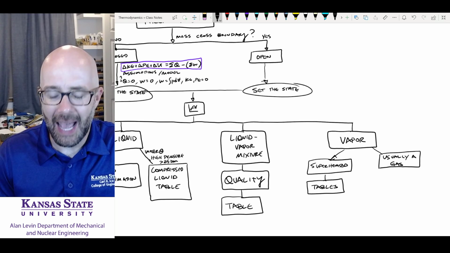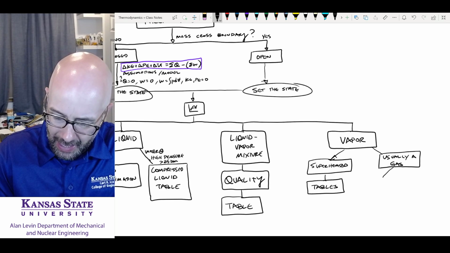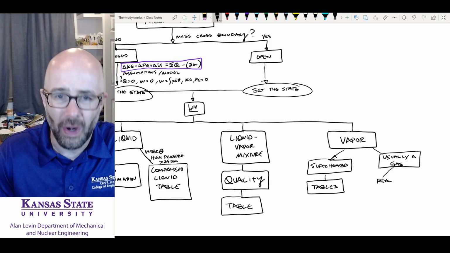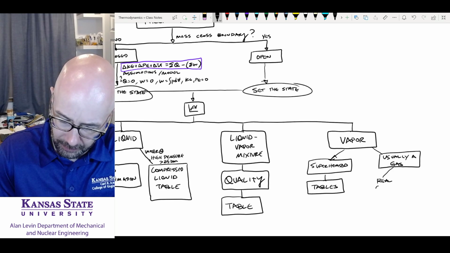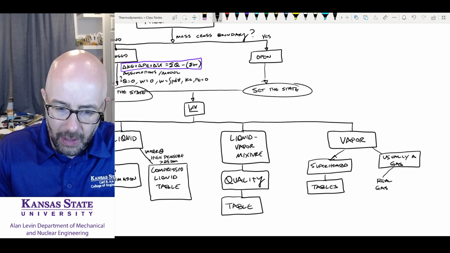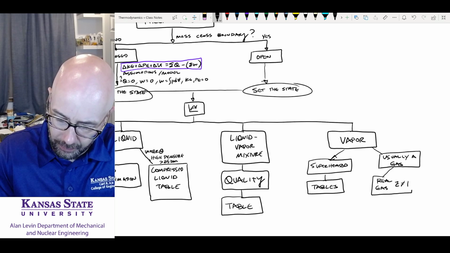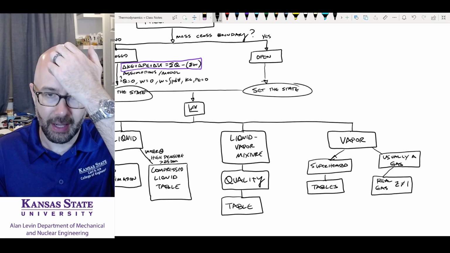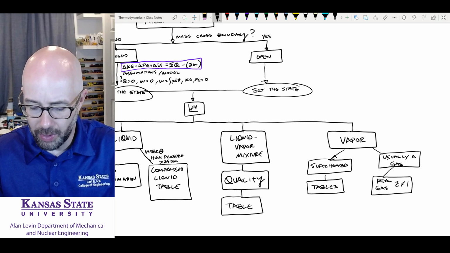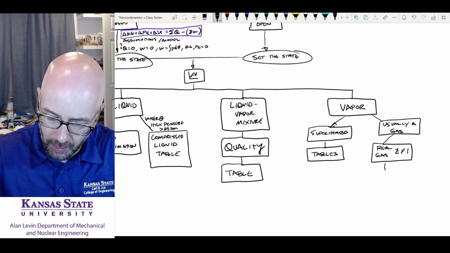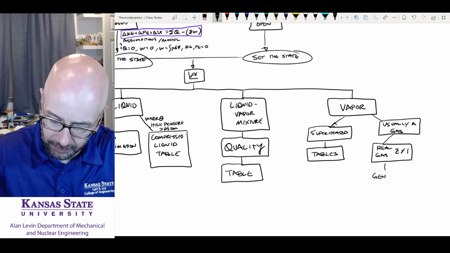But if it's usually a gas, we have to ask ourselves, do we want to look at it and call it a real gas or an ideal gas? Well, a real gas, here that means Z is not equal to 1. Okay, real gas Z is not equal to 1. And what we would use in that case is our generalized compressibility chart.